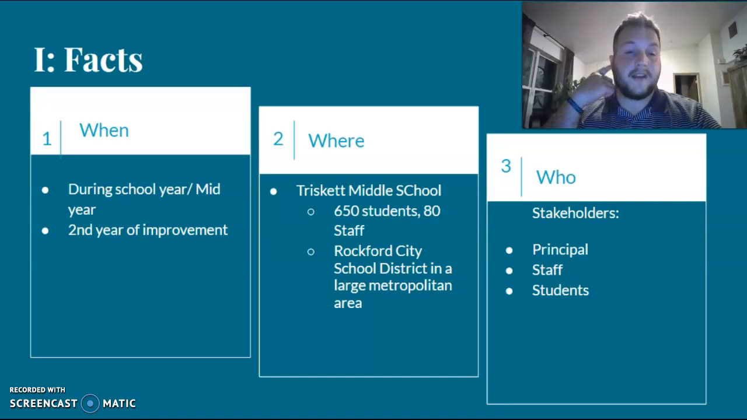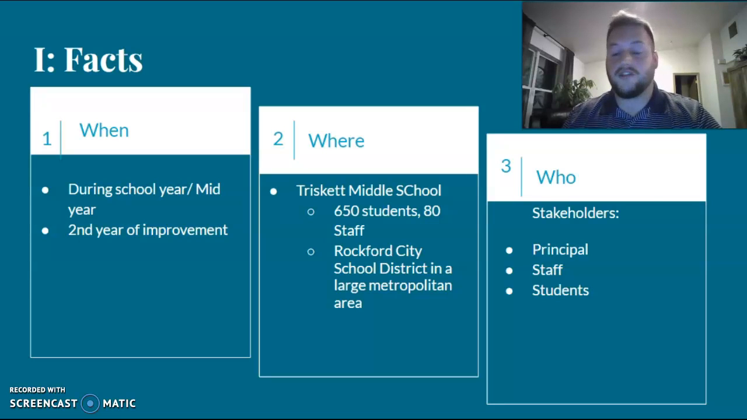So breaking down the facts more, when does this take place? It doesn't necessarily say within the grade level of when it does take place. This would play a role depending on what type of decisions are being made, what type of support systems are in place for when, versus beginning of the year, middle of the year, end of the year. But for this scenario, I'm using just mid-year. And then I did note that it's in the second year of improvement.